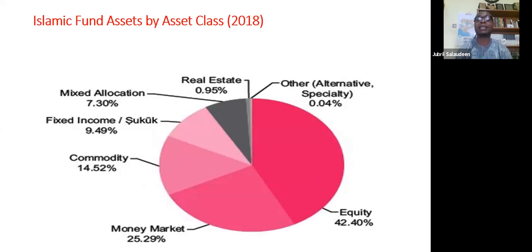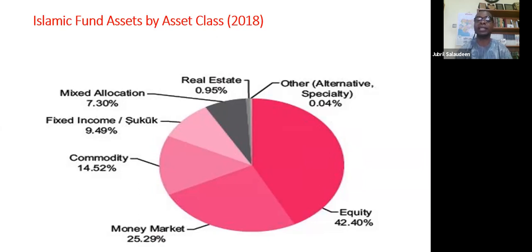Now, the Islamic fund asset by asset class for 2018 falls into these areas. You'll find the equity falling into 42.40% with the highest there. You have the money market instrument falling into 25.29%. You have the commodity market falling into 14.52%. You have the fixed income stroke sukuk falling into 9.49%. And you have mixed allocation in 7.30%, real estate falling into 0.95%, and other alternatives specialty falling into 0.04%.